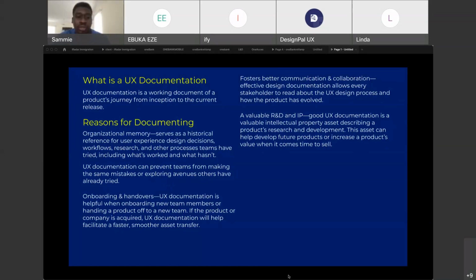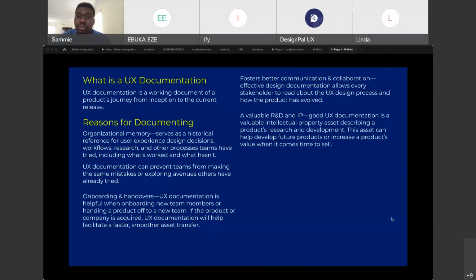So UX documentation is helpful when onboarding new team members and handing a product off to a new team. If the product or company is acquired, UX documentation will help facilitate a faster, smoother asset transfer. Yeah, that's really just it. And you can see why.